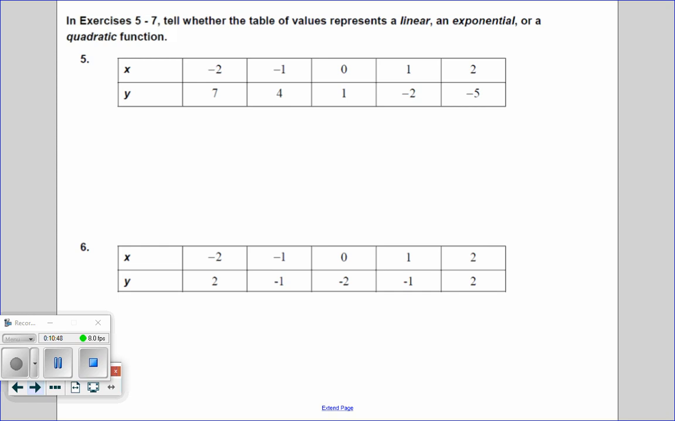Okay, so for 5 through 7, we want to tell whether the values represent linear, exponential, or quadratic. And so just a reminder, this is just reviewing. If it's linear, it's going to have a constant first difference. If it is exponential, it is going to have a common ratio. And if it is quadratic, it is going to have a constant second difference. Okay? So that's kind of where the ones that line up with each other.